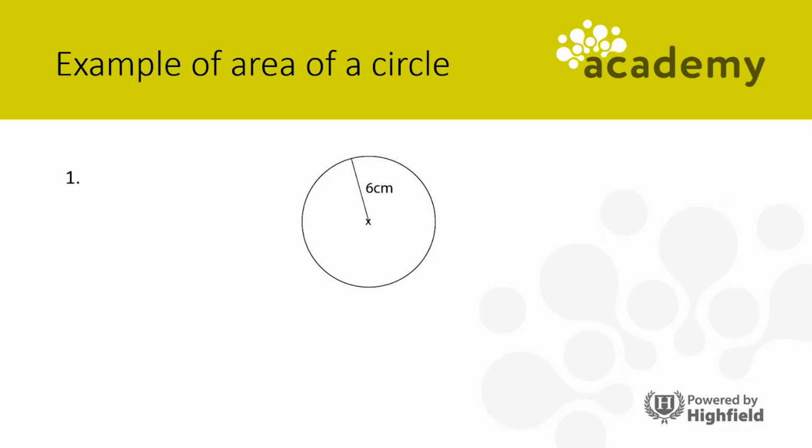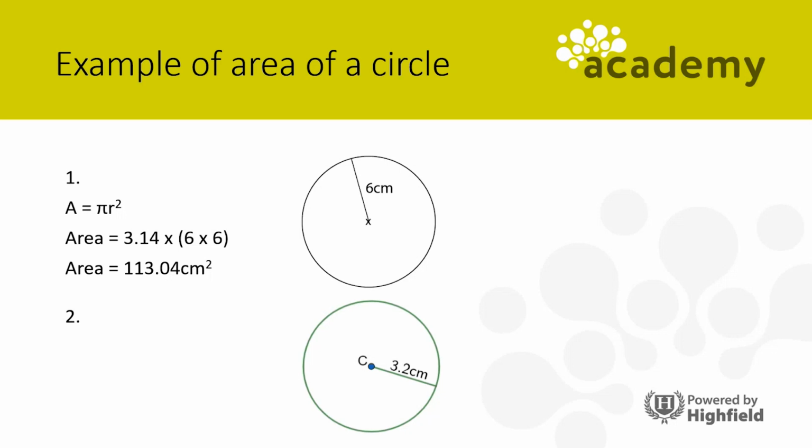So in this first example here, the radius is 6 centimeters. So A equals pi r squared, or the area equals 3.14 times 6 times 6, which is 113.04 centimeters squared. In the second example, the radius is 3.2 centimeters. Using the same equation, the area equals 3.14 times 3.2 times 3.2. The area equals 32.1536 centimeters squared.